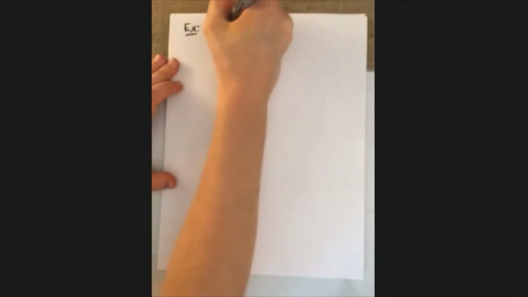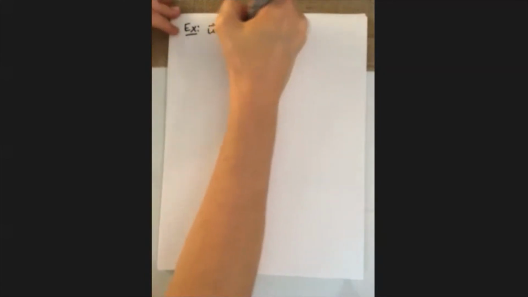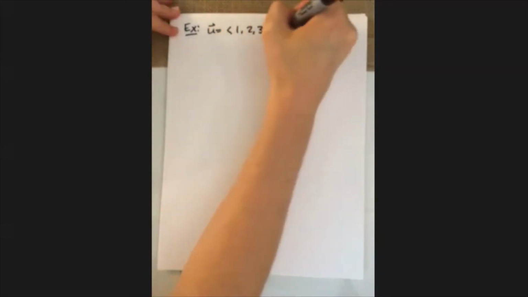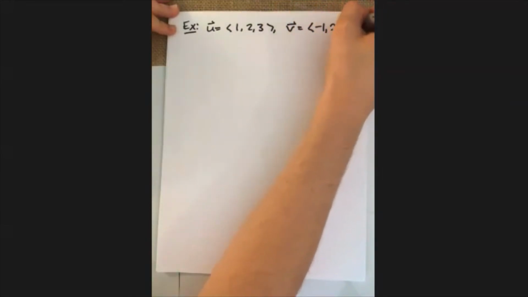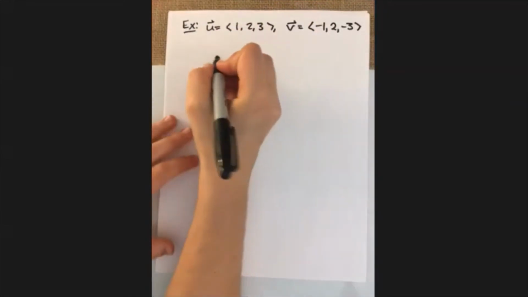Let's work another example. This time, let's let u be equal to 1, 2, 3, and v will be equal to -1, 2, -3. So same idea.